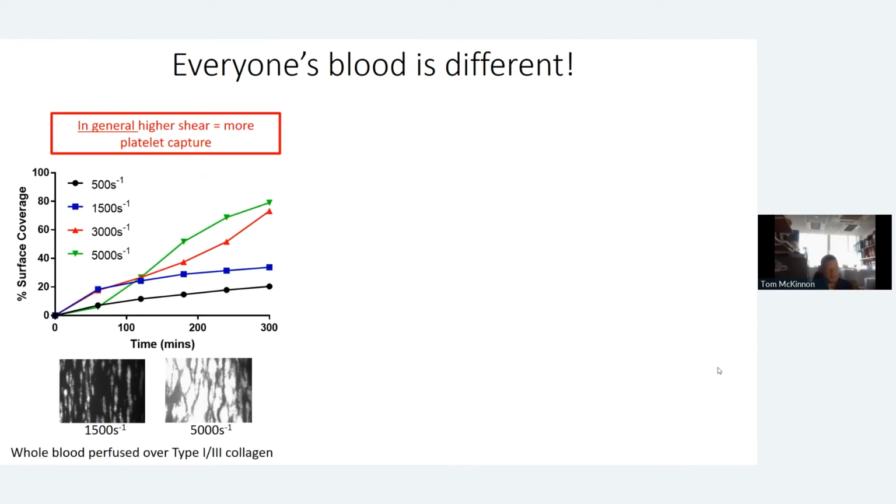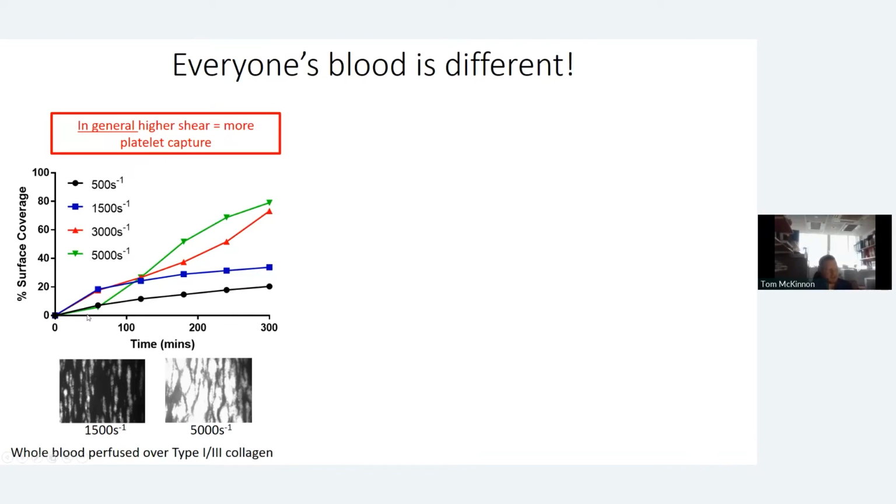Now, it's worth noting that everyone's blood is different. Routinely, in general, the more shear that you apply, the more platelet capture that you observe. In a typical assay with whole blood, this is what we would see. So 1500 inverse seconds, which I should say is a fairly standard shear rate to use for assays like these, we have our basal level of platelet capture.